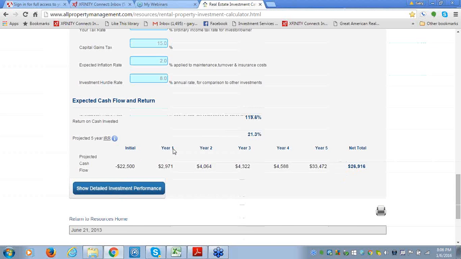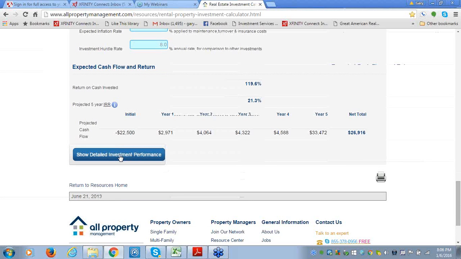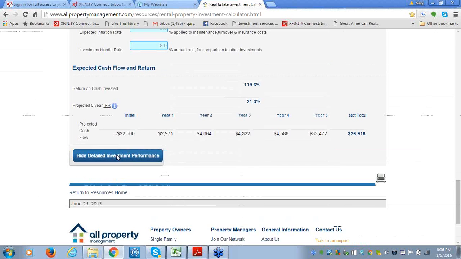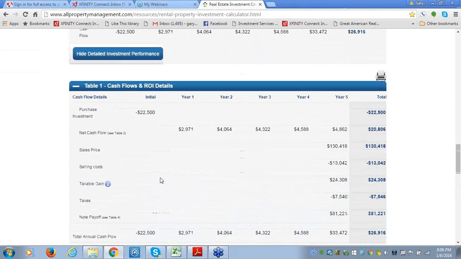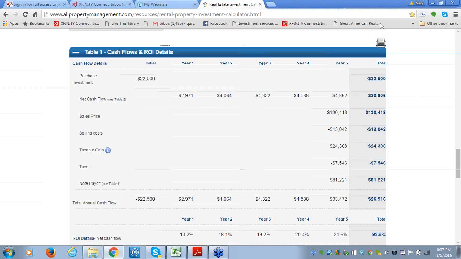Okay. Now I don't want to go into all these details because we're running over, but I want to click on this and show you what you should do on your own. Click on that. It says show more details, and look what you get: cash flows and return on investment details. Okay. I want to slide this over so you can see more. You get all of these figures.